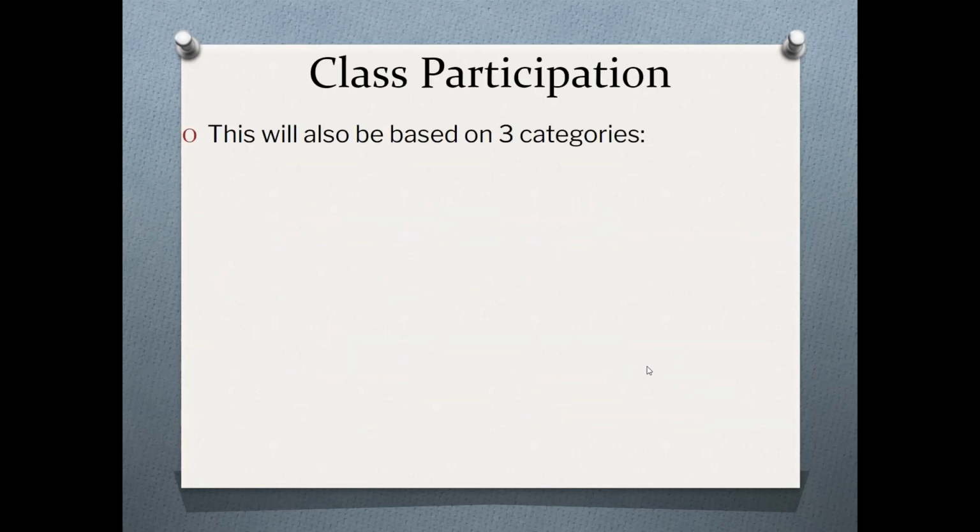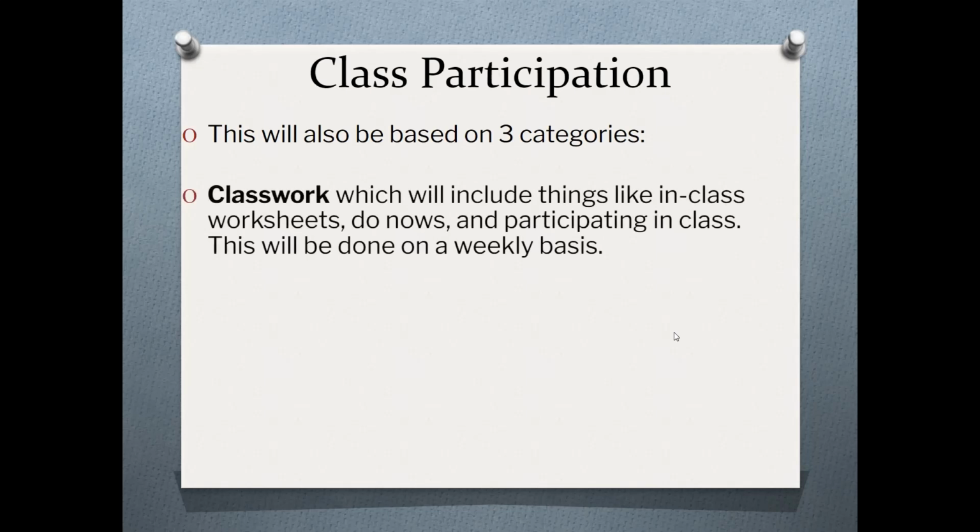Class participation, again, based off of 3 categories. The classwork, this is the stuff that they do in class. Honestly, for AP students, this should be a pretty standard 100, as long as they're not always on their phone, as long as they're just focusing a little bit, not falling asleep all the time. They attempt questions. This should be a very easy 100.